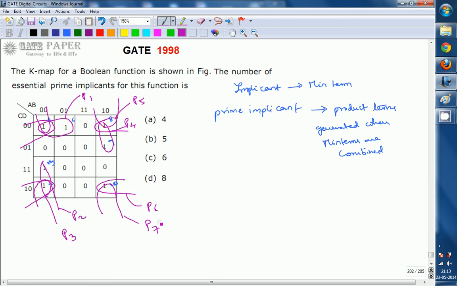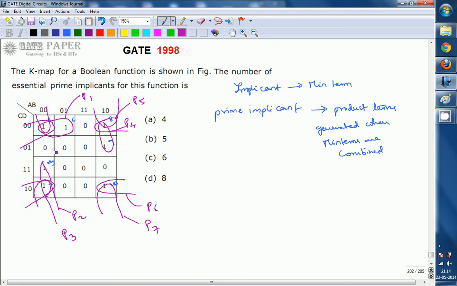Out of these, whichever is essential for your function to be realized, so that all the ones are covered, is called an essential prime implicant. An essential prime implicant must be present in the expression. If it is not present, the function cannot be realized. At least one minterm should be unique to that prime implicant. Now look at this one. The one present in the zeroth cell can be covered either by p2 or by p1.